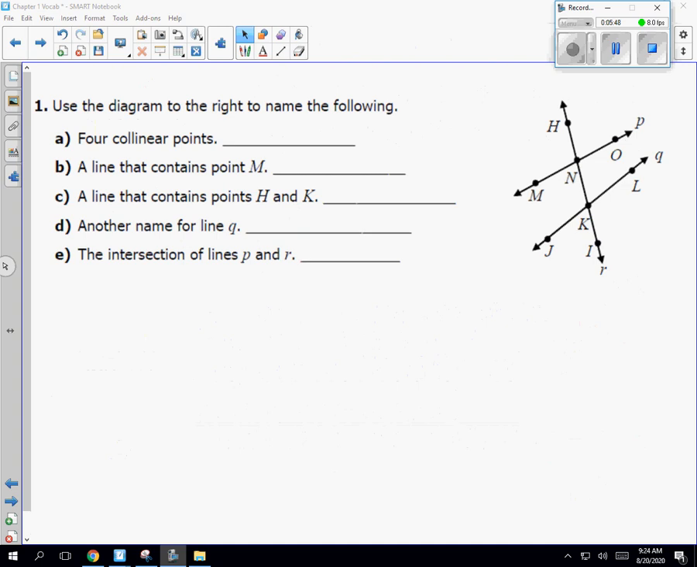All right, so go to page 2 now, and we're going to practice some practice problems, and then I'll have you try some on your own. So in question 1, it's saying 4 collinear points, 4 points that are on the same line. There might be varied answers, but for example, we could say H, N, K, I are all on the same line.